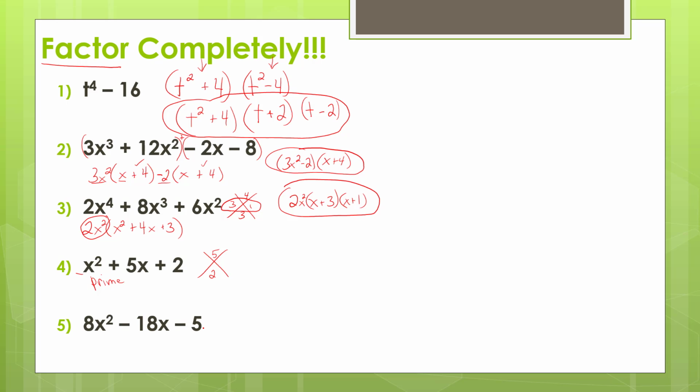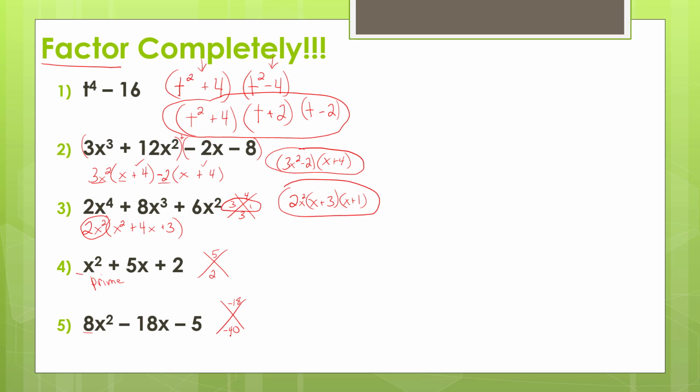All right, number 5. Number 5 has a leading term that's greater than 1, so we're going to have to use our X games, but we'll need the slip and slide version of it. So 8 times negative 5 is negative 40. And we want them to add to negative 18.